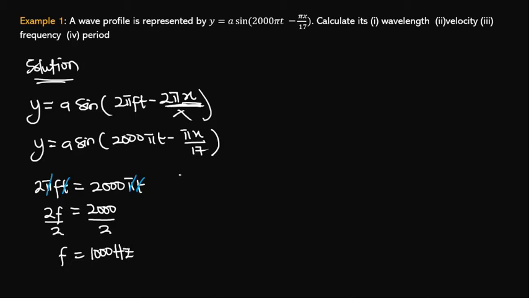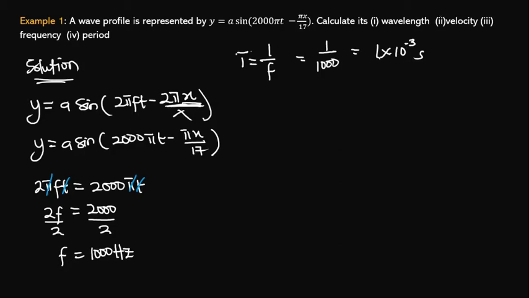So straight away we know our frequency is 1000 hertz. Now we've been asked to find the period. We know the period, T, is equal to 1 over frequency. We already calculated the frequency, so it means 1 over 1000 is going to give us our period, and that is equal to 1 times 10 raised to the power negative 3 seconds. All right, now let's move on.